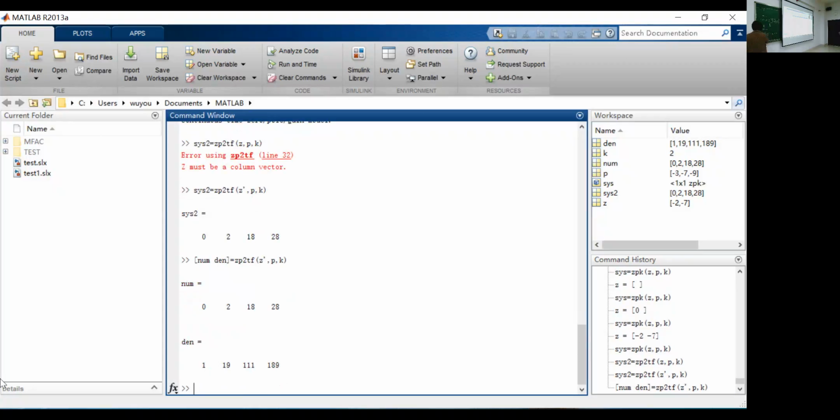This code means you get what? By using this, you cannot just get the system transfer function form from this code. What you can get is two matrices, a numerator matrix and a denominator matrix. And you see here, by typing this code, we know ZPK here, right? And we go from ZP to transfer function. And we have two matrices, numerator and denominator.